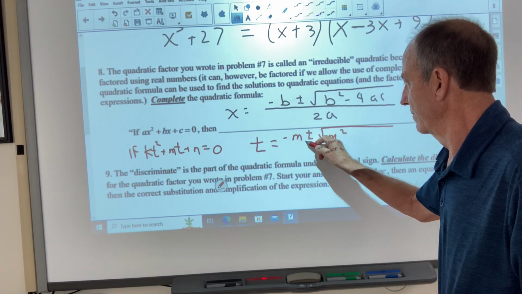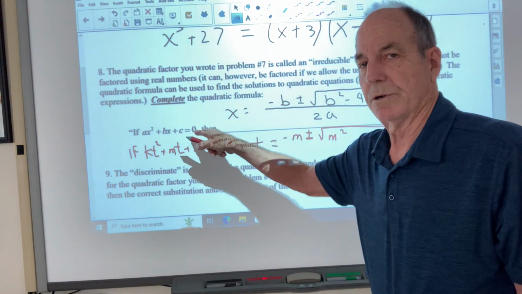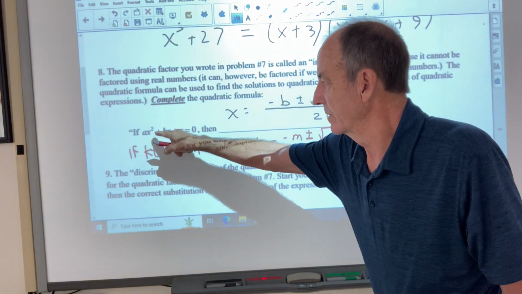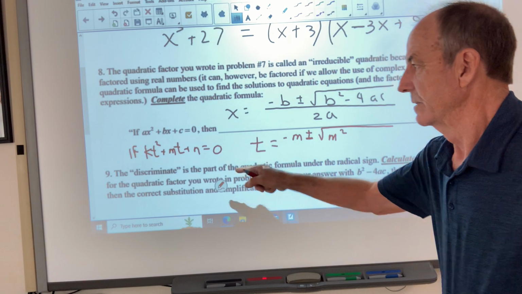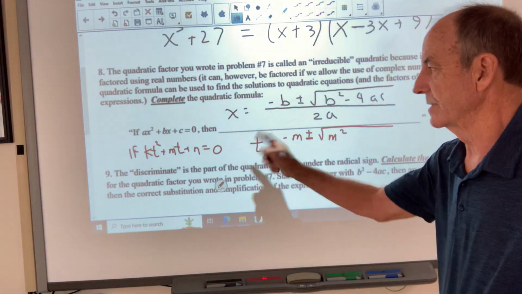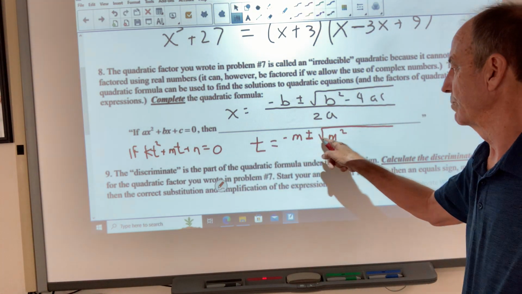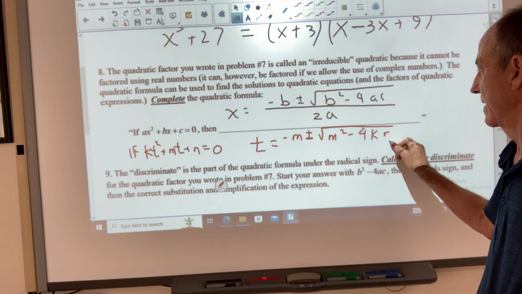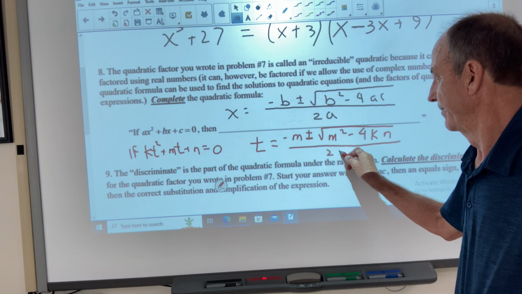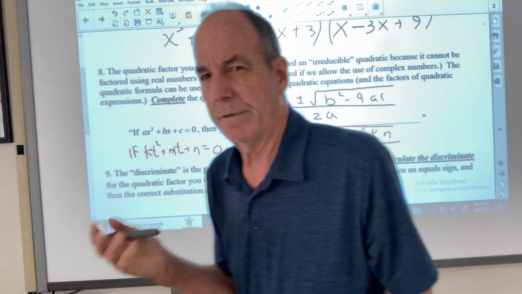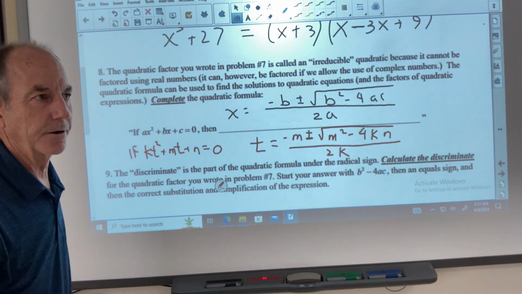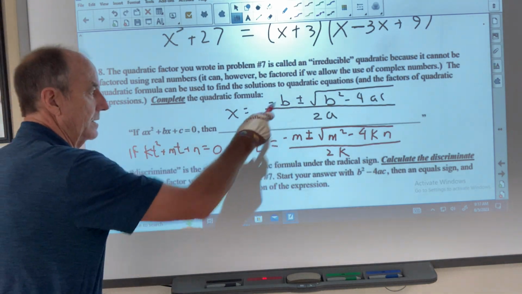So the conclusion of this conditional, this if statement, really depends on the coefficients and the variable. So if kt squared plus mt plus n is equal to 0, then t is minus m plus or minus the square root of m squared minus 4 times k times n, all over 2k. So yeah, be flexible enough to realize that this is a pattern that you needed to know. Okay, so for number 8, you needed to have the x equals there.